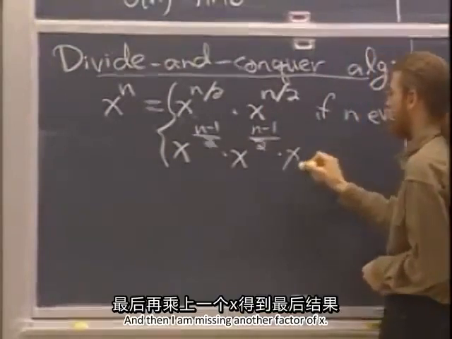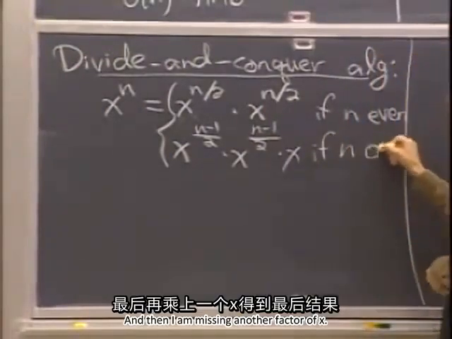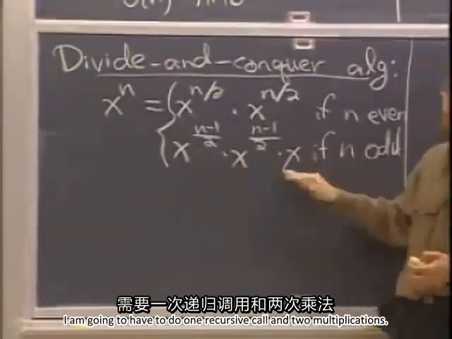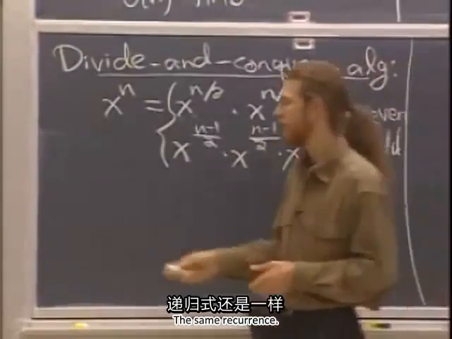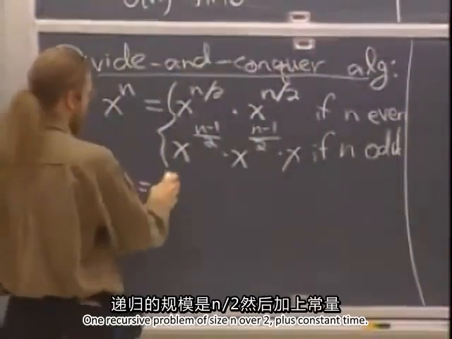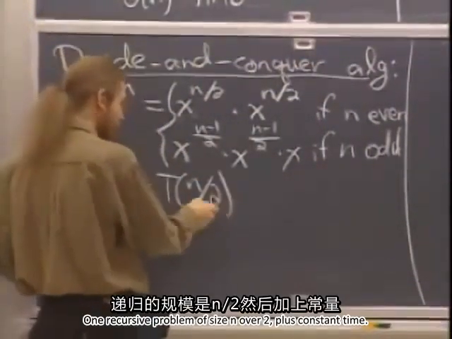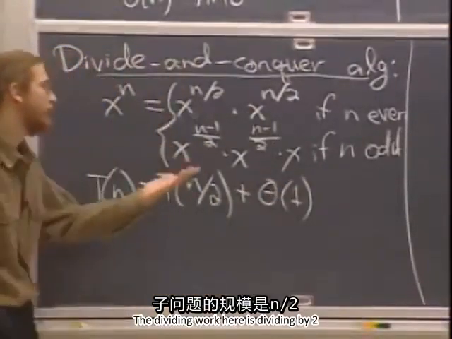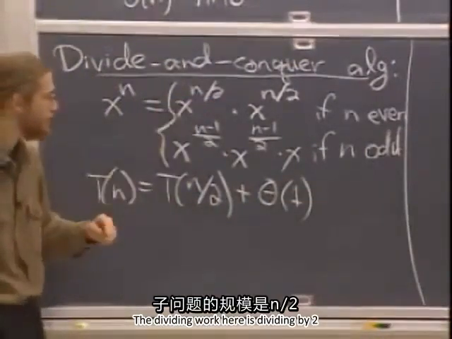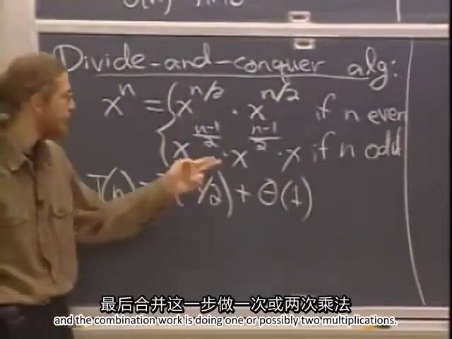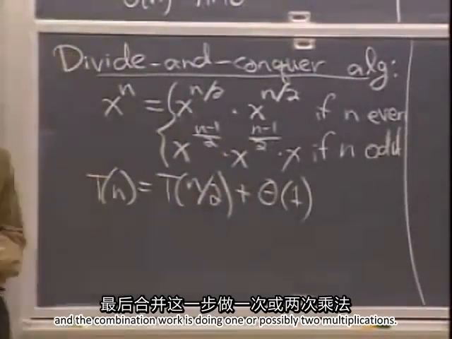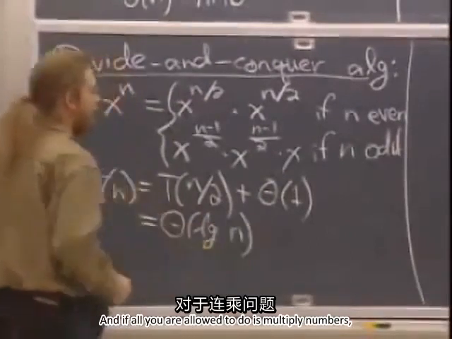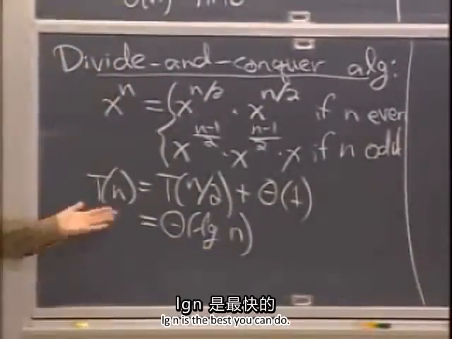And then I'm missing another factor of x. So if n is odd, I'm going to have to do one recursive call and two multiplications, same recurrence. One recursive problem of size n over 2 plus constant time to do the dividing work, which is dividing by 2. And the combination work is doing one or possibly two multiplications. And this is log n. Okay, and if all you're allowed to do is multiply numbers, log n is the best you can do.